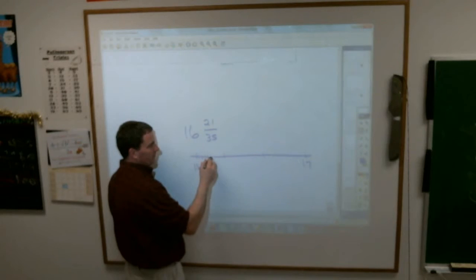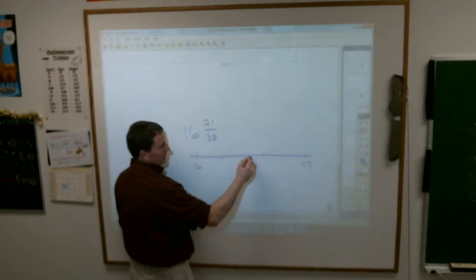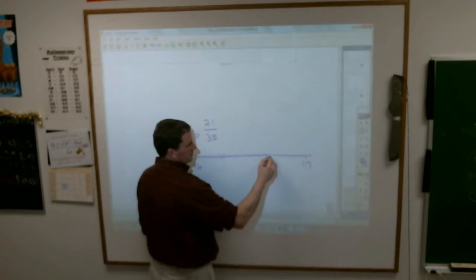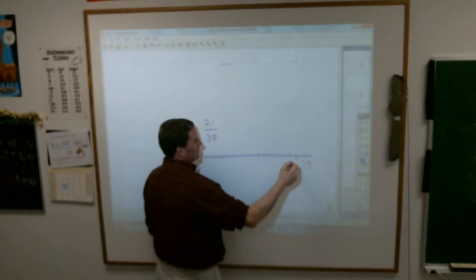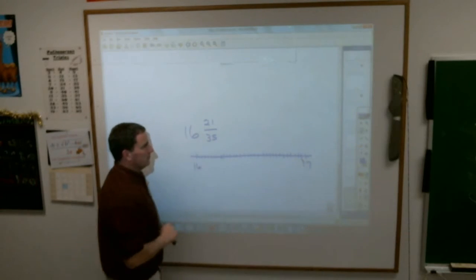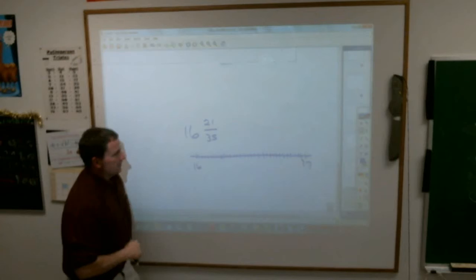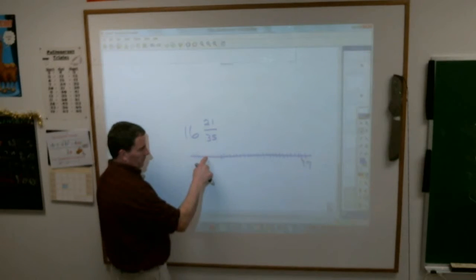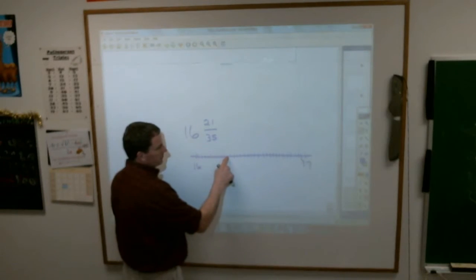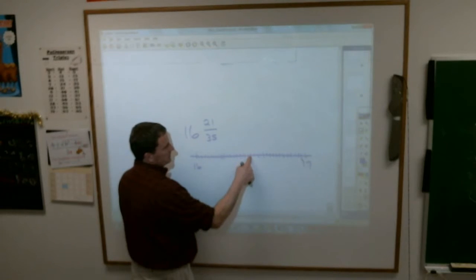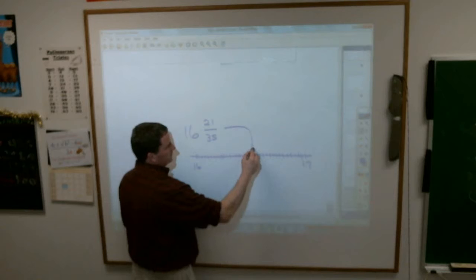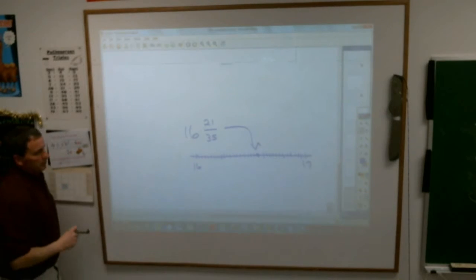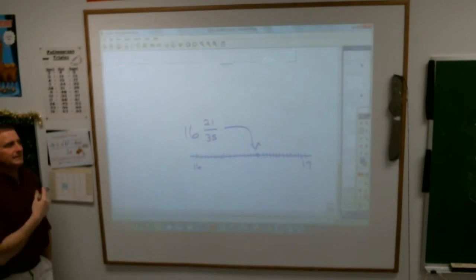That only gives me 33, so I have to go 2 more. 21/35 would be like 1, 2, 3, 4, 5, up to 21, about right there. And probably if you looked at that, your answer would be 17.